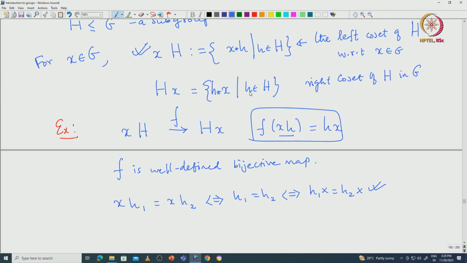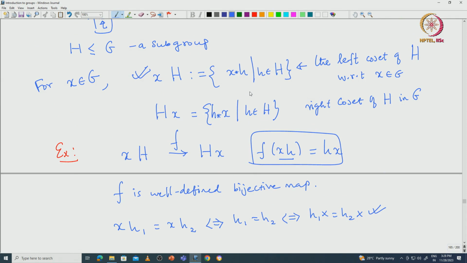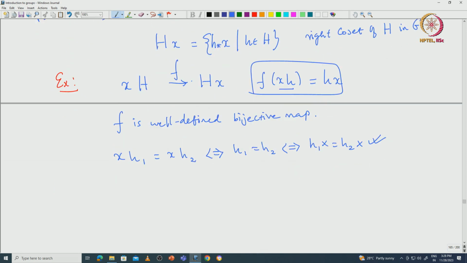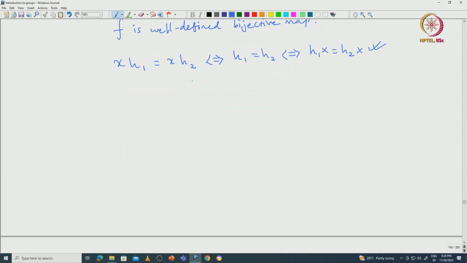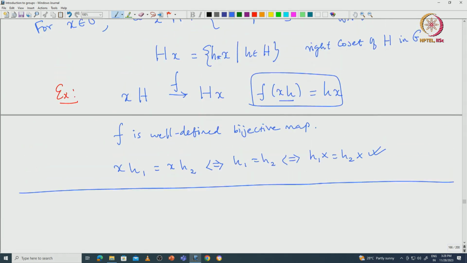So this is also one of the reasons there is a natural bijection between them. So we can choose to work with one of them. Now, as the examples suggest, let us try to understand what's happening between these cosets.